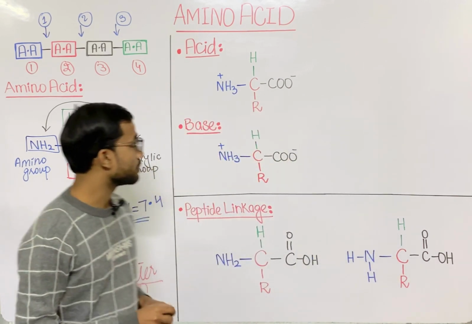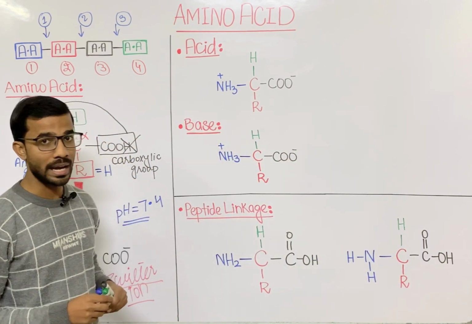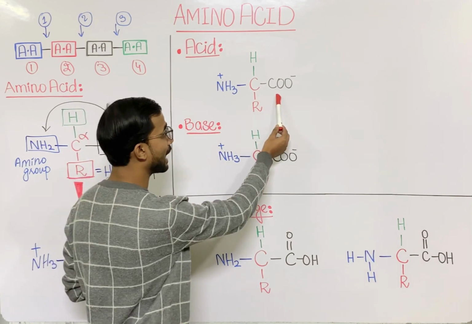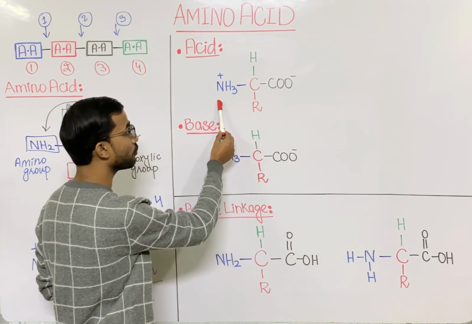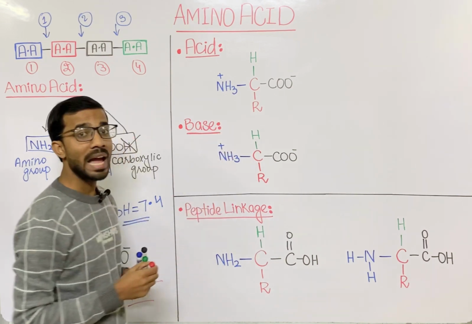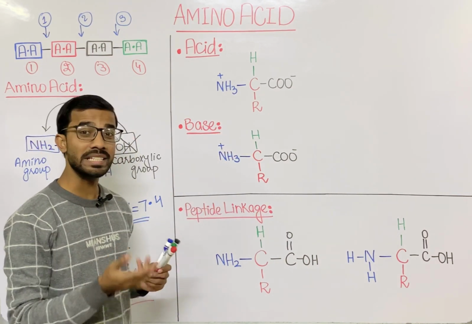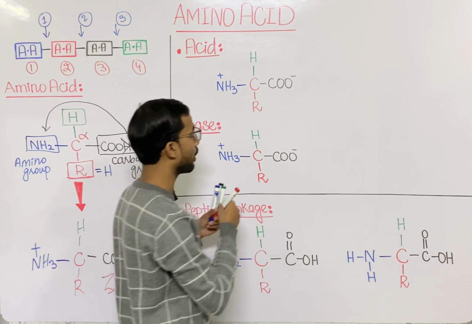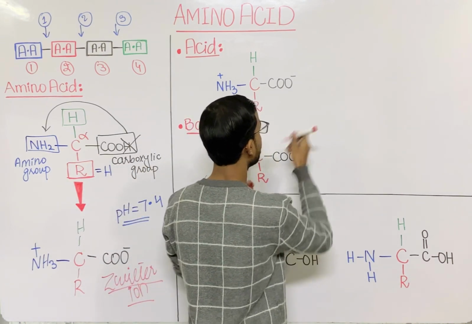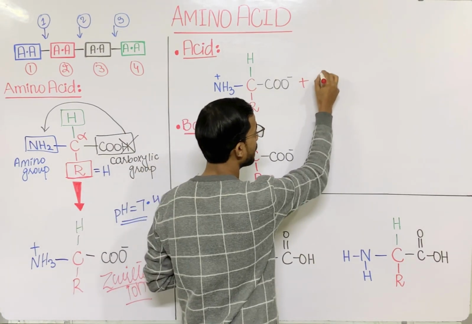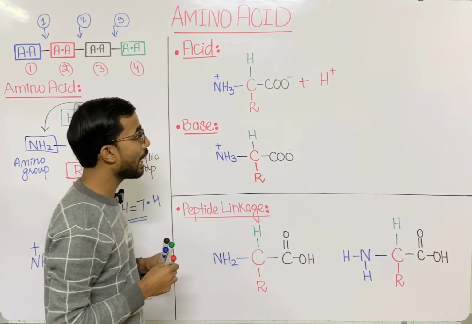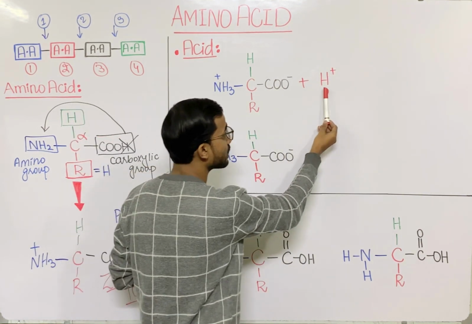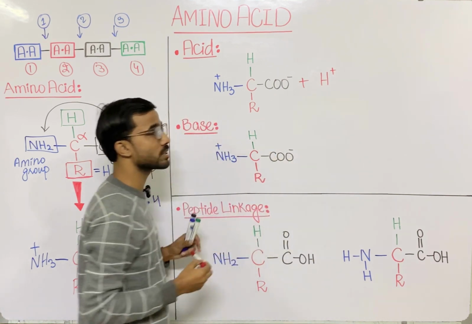So here is the structure of the Zwitter ion. The carboxylate group will carry the negative charge and the amino group will carry the positive charge. If we add the acid, an acid actually produces H positive. Now that H positive will bind to the carboxylate group.